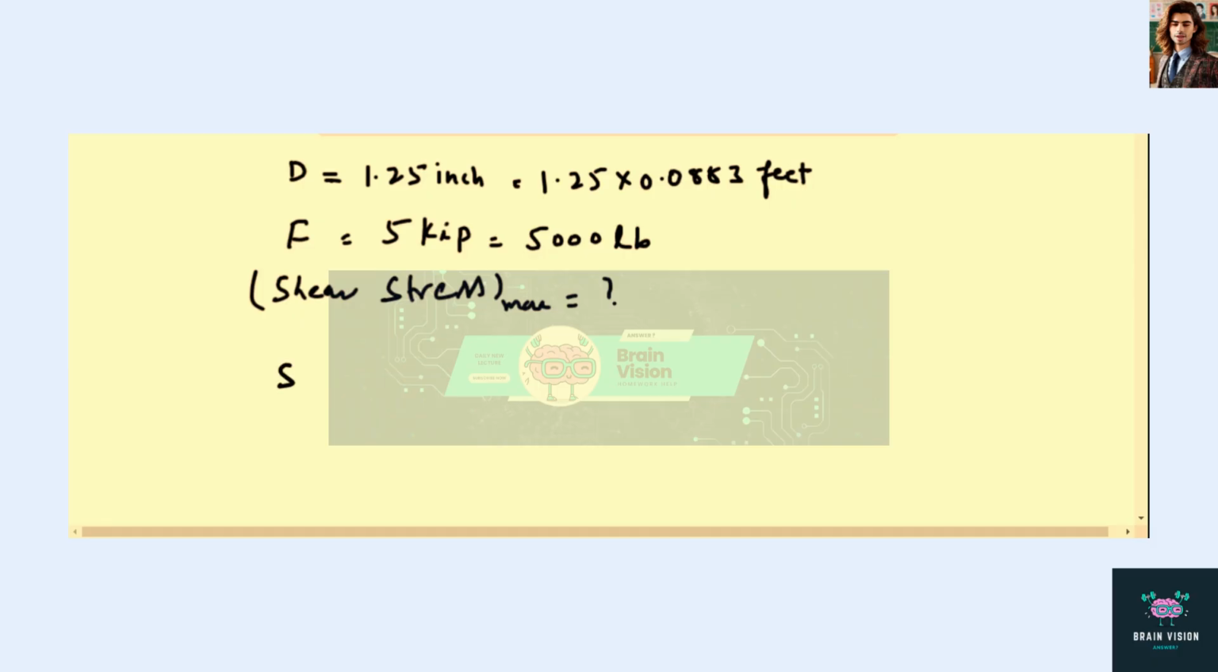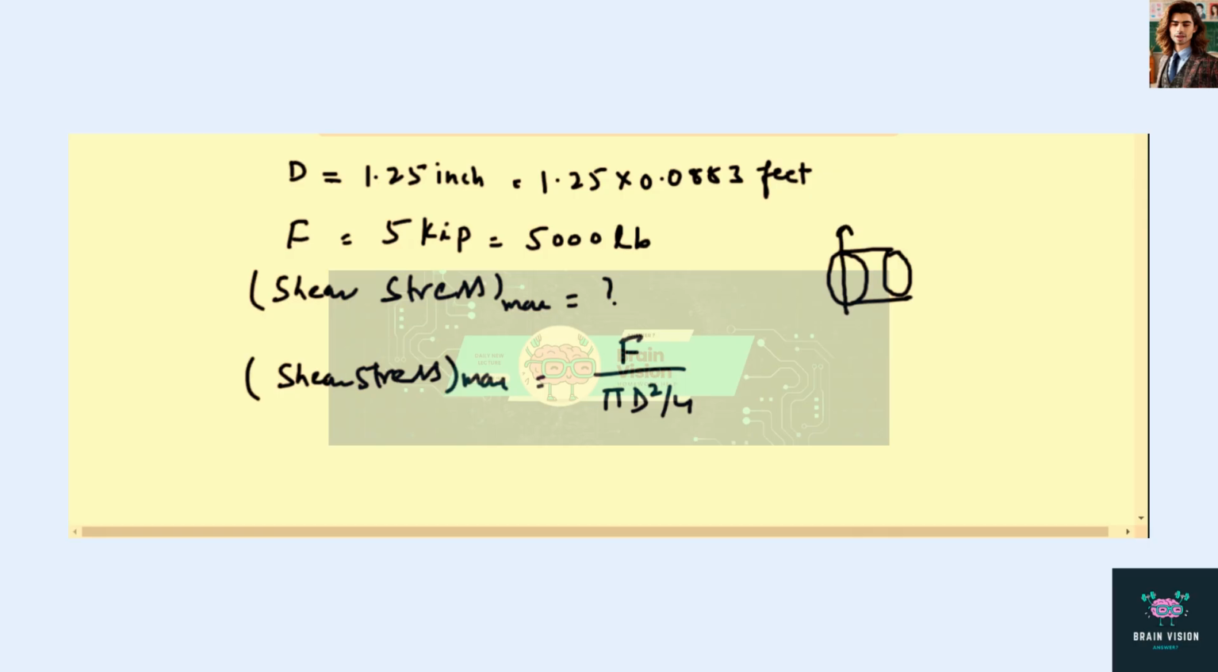Maximum shear stress when it is parallel to the face, so it would be F upon pi d square by 4, like this. So for maximum, the force will be in this direction, that is 4F upon pi d square.